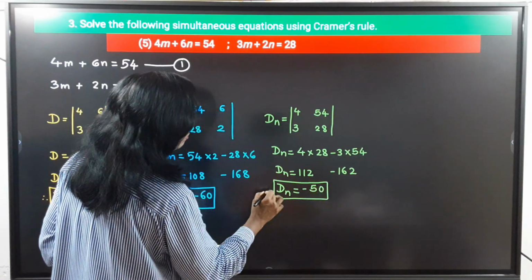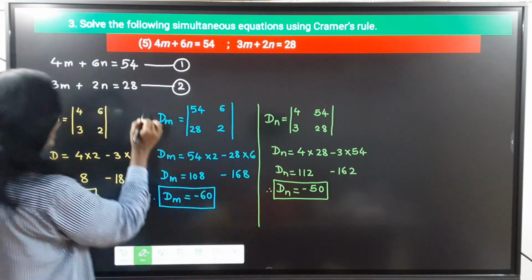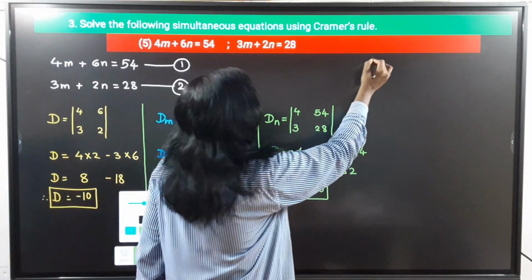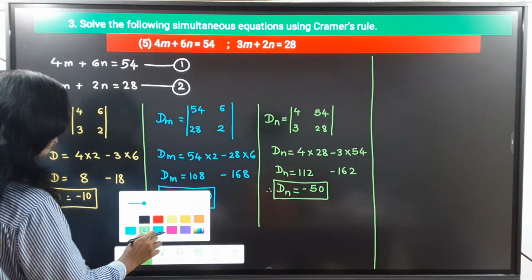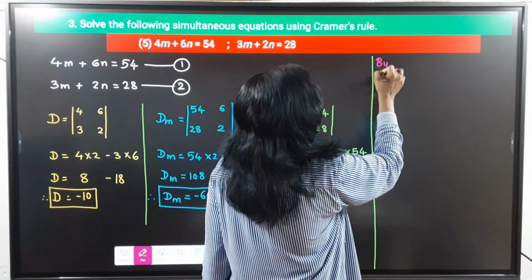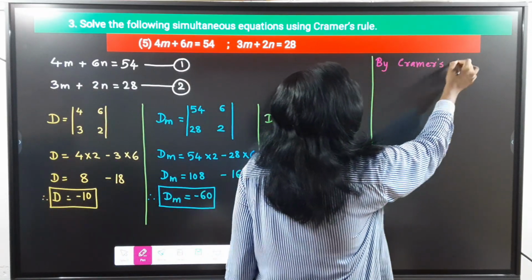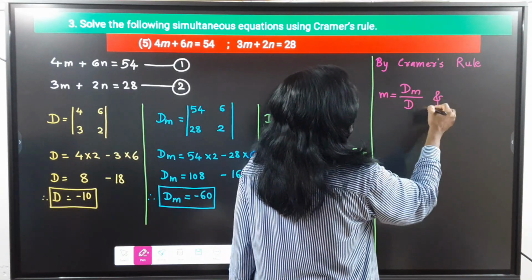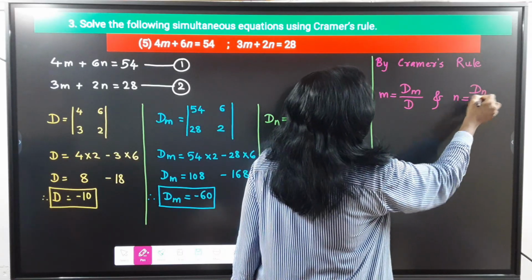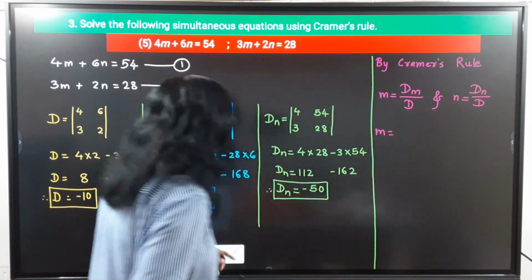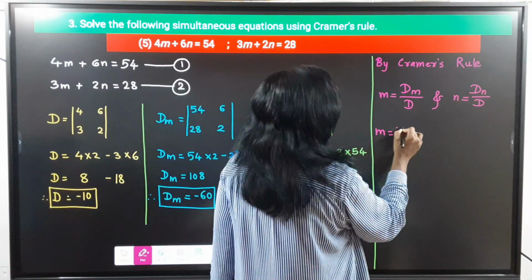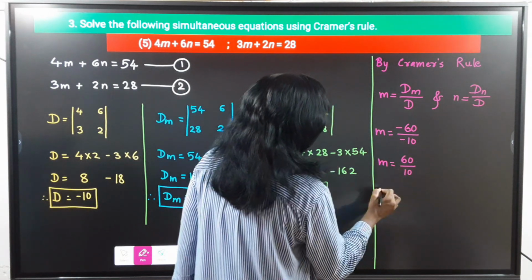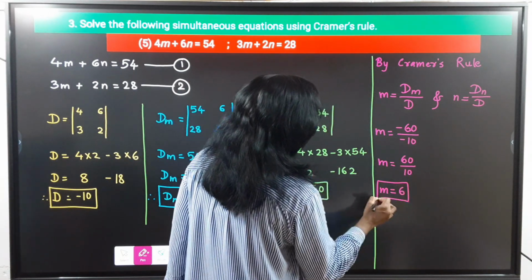So now we have the values of D of n, D of m and D. Next we have to find the values of m and n. That's why we say by Cramer's rule, m is equal to D of m upon D, and the second formula is n is equal to D of n upon D. Therefore m is equal to minus 60 upon minus 10, that means 60 upon 10. Therefore m is equal to 6.